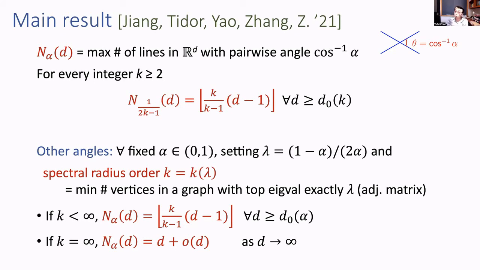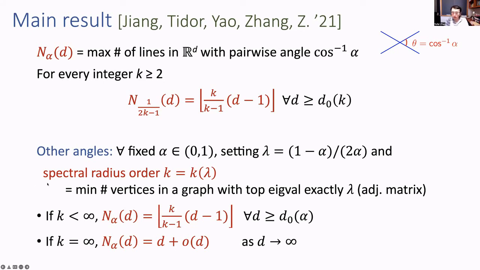So for example, I can search through all graphs in increasing number of vertices. And the first time I see a graph with top eigenvalue exactly lambda, I stop and I output the number of vertices. It could be that perhaps no graph has top eigenvalue exactly lambda. For example, when lambda is not an algebraic integer, that is the case, in which case I output k equals infinity. Our theorem says when k is finite, then this quantity, the maximum number of equiangular lines with a fixed angle in high dimensions, is given by this expression here. So this k from the spectral radius order, divided by k minus 1, times d minus 1, take the floor of that expression, for all sufficiently large dimensions.